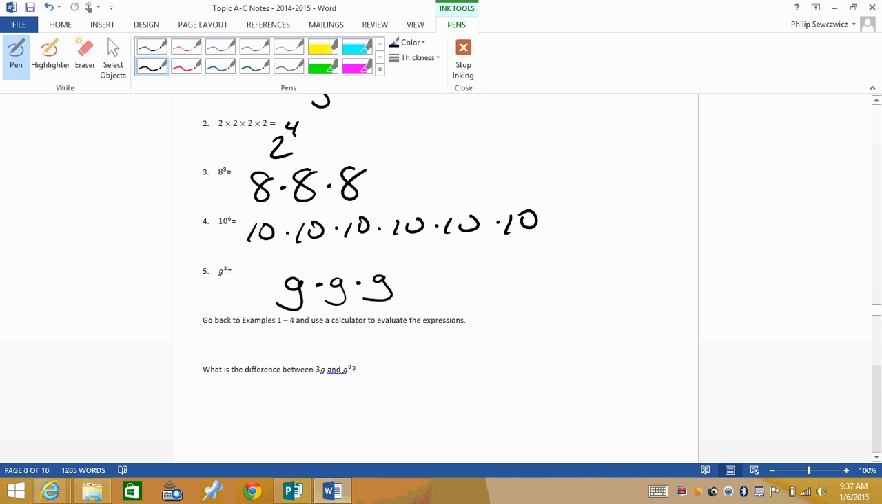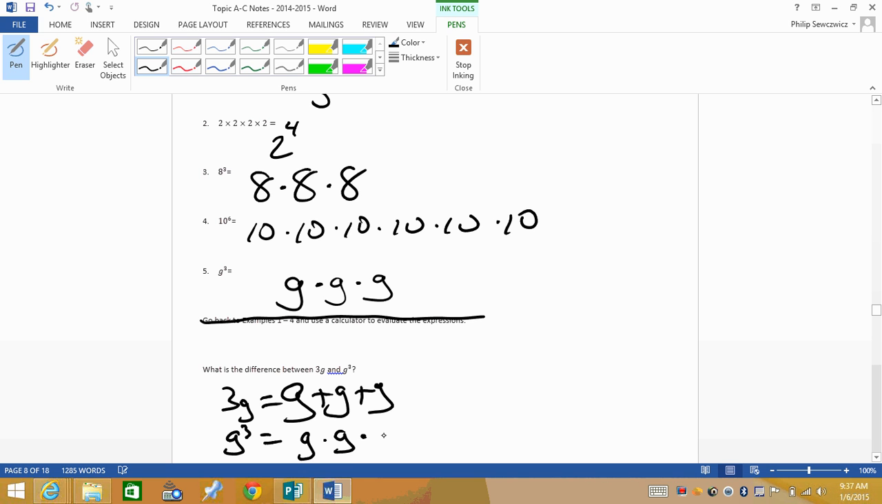All right. Don't worry about going back and using the calculator. Oh my goodness, this one. This is what we want to watch for. Okay, this is the one that you want to pay attention to. What's the difference between 3g and g to the 3rd power? Okay, so the big thing here is 3g is the same as g plus g plus g. All right, and g to the 3rd power is the same as g times g times g.